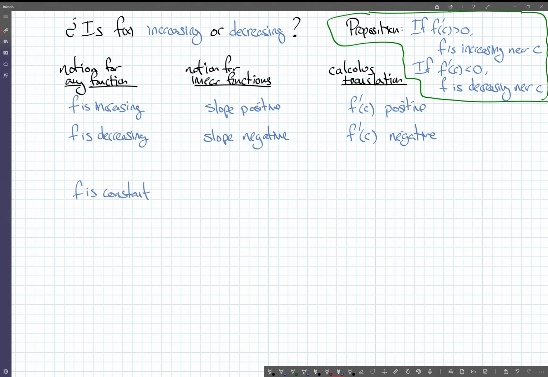Now, besides f being increasing or decreasing, another thing you can say about a function is, is it constant? We normally don't think of constants as actually being functions, but they are. Whatever input you give me, I give you the exact same thing in the output. That's a really important thing to know about your function. What's the corresponding notion for linear functions? In other words, when is a linear function constant? That's exactly when its slope is 0. So the calculus translation of that is that f prime equals 0.